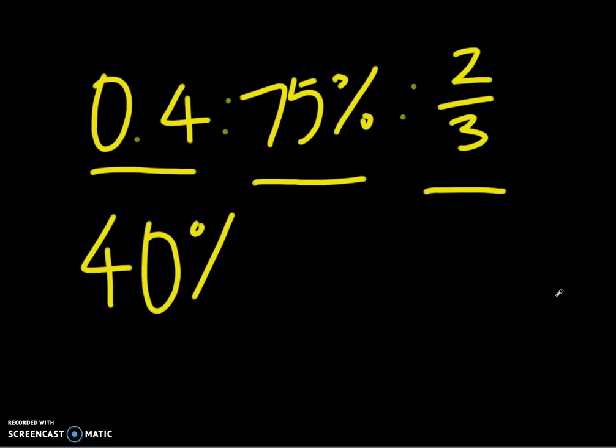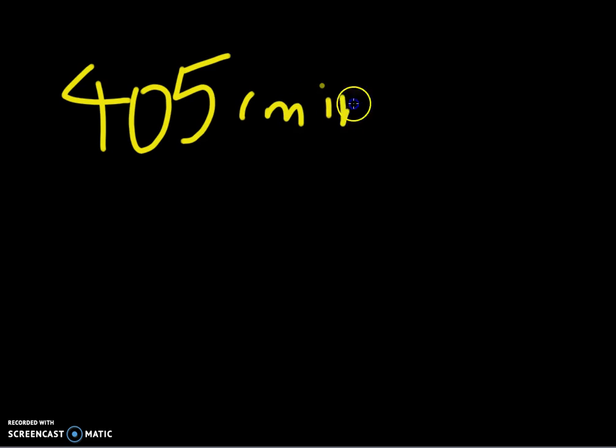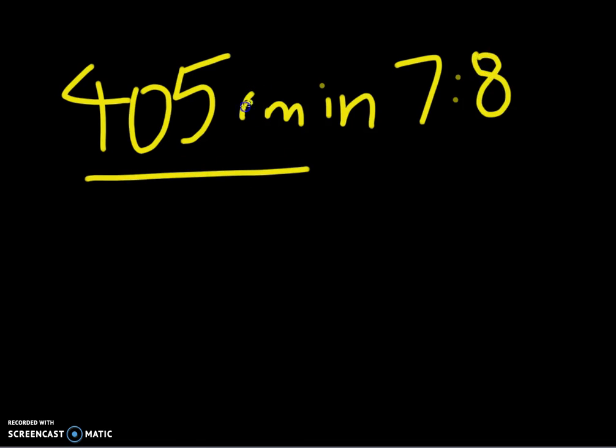And for our last simplification, we're going to be simplifying the ratio and first calculating the values. This is our last question, and let's take this as a summary question, okay? So 405 centimeters in the ratio 7 to 8. Okay, we need to divide 405 centimeters into the ratio 7 to 8.